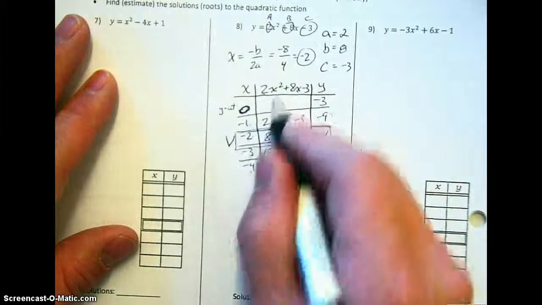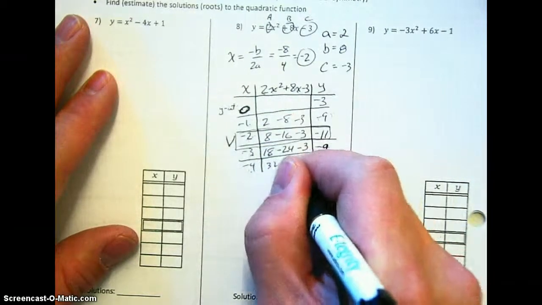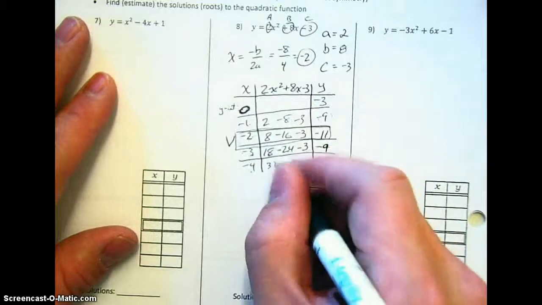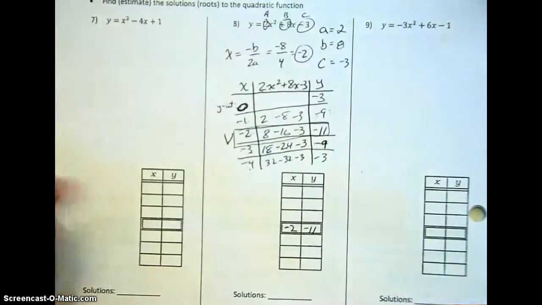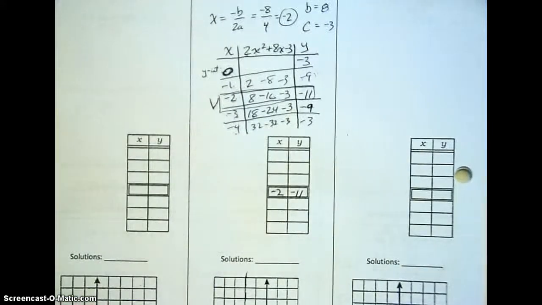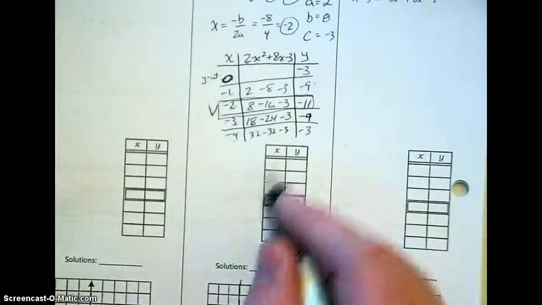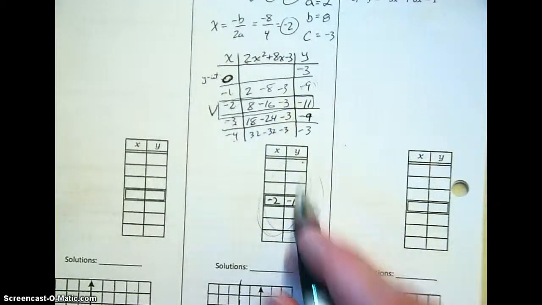Okay, so 16 times 2, 32. And we get negative 32 and negative 3. That zeroes out. Good. Not the neatest table, but there we go. All right. So do I need to fill out this table then? No, don't need to. I've got it up here.